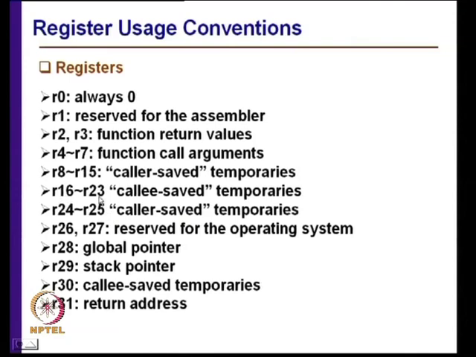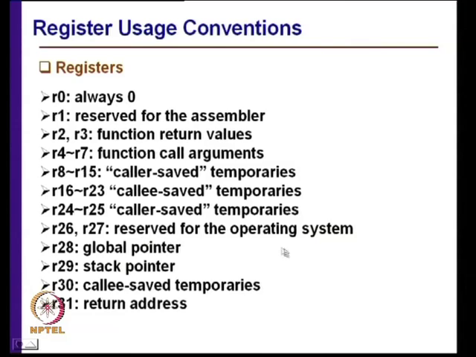Then R16 to R23 are callee saved temporaries. Then R24 and R25, caller saved temporaries. So, you can see these registers can be used either by the main program or by the subroutine to store some temporary values, which will make it very convenient to use registers for storing intermediate results. Then R26 and R27 are reserved for the operating system, R28 is used for the global pointer, and R29 is used for the stack pointer. Then R30 is used as callee saved temporary again, and R31 is used as the return address.